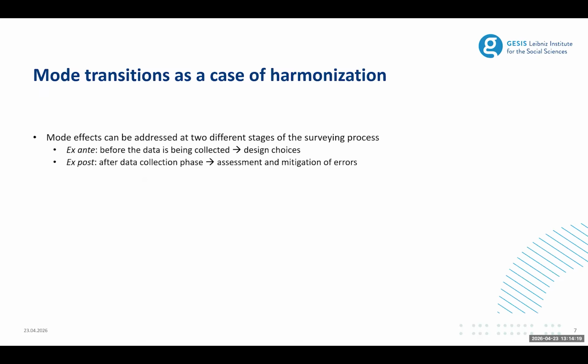We can do this by addressing mode effects at two different stages in the surveying process. First, we want to address whatever we can before we even collect the data. We talk about ex ante harmonization here. A lot of errors we can mitigate through clever design choices. For example, the benefits of mixed mode designs in addressing different groups of a population can be leveraged to improve sample composition and thus reduce non-response errors. Of course, again, this makes it necessary to also address errors ex post, after the data has been collected.